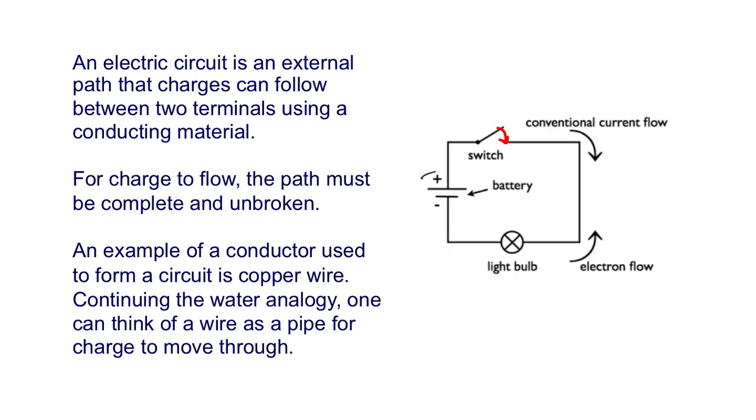So this is a schematic drawing of a very simple circuit. Here we have the symbol for a battery. A battery is simply two parallel lines connected to a wire. The longer line is the positive terminal, and the shorter line is the negative terminal, always.